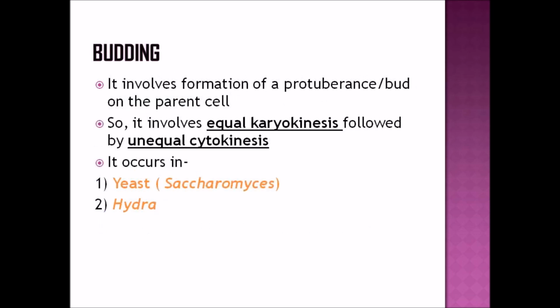Budding. Budding involves the formation of a protuberance or bud on the surface of a parent cell. This bud will later on get detached from the parent cell and will then grow into an individual. Budding involves equal karyokinesis but unequal cytokinesis. It is common in yeast Saccharomyces and is very common in Hydra.